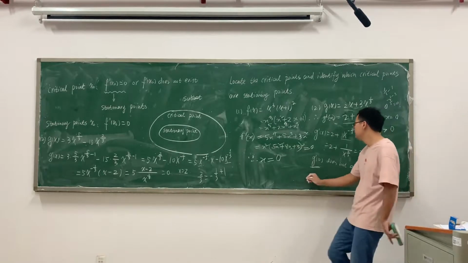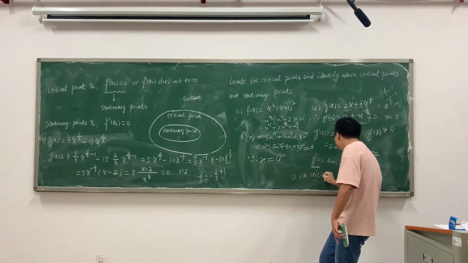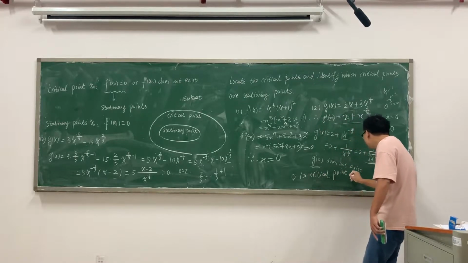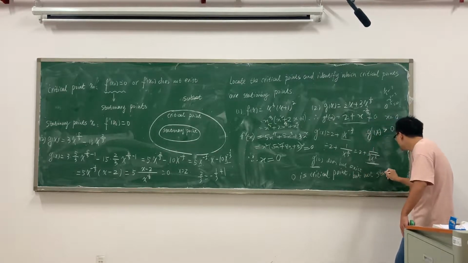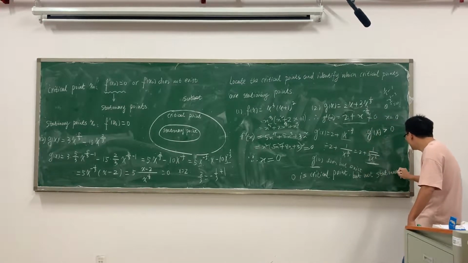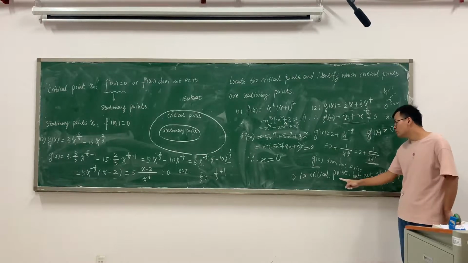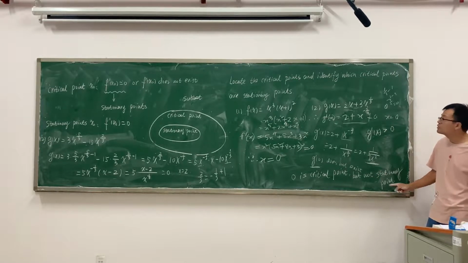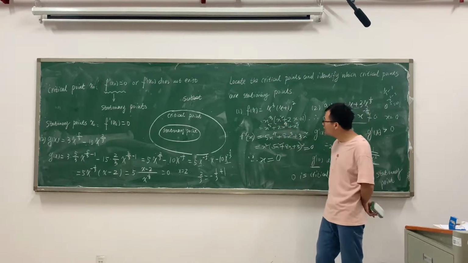So 0 is a critical point, but not a stationary point. So 0 is the critical point, but not the stationary point for this function. Okay.